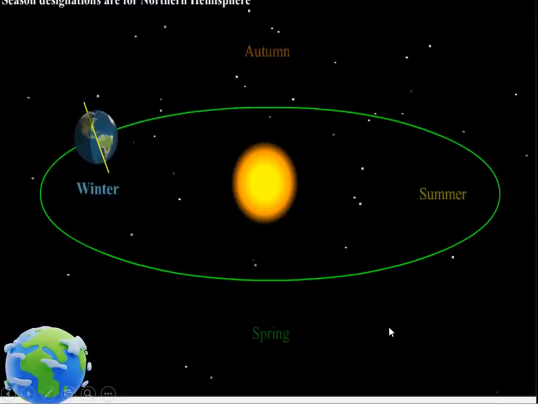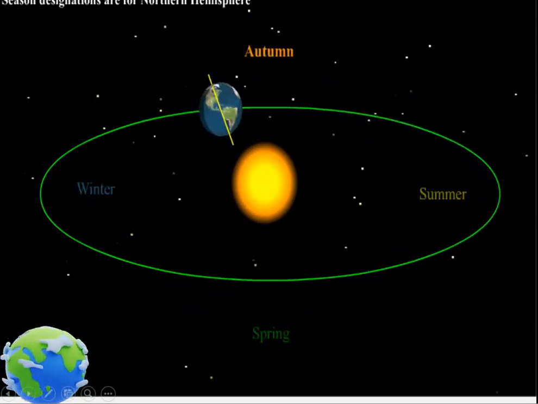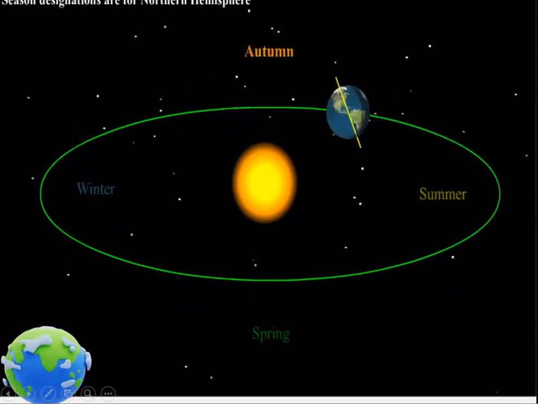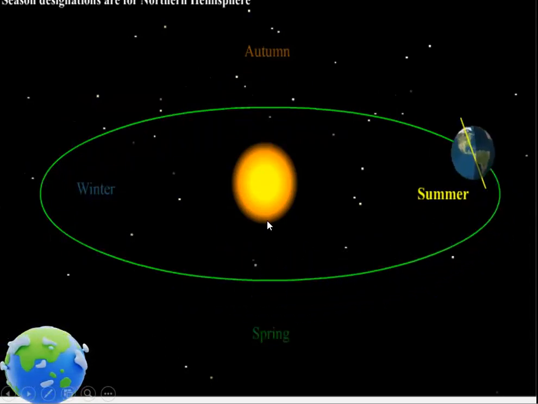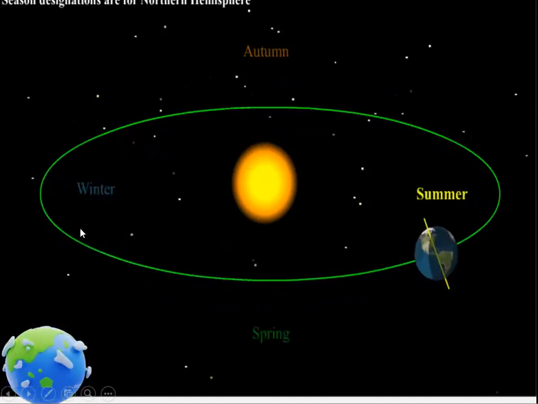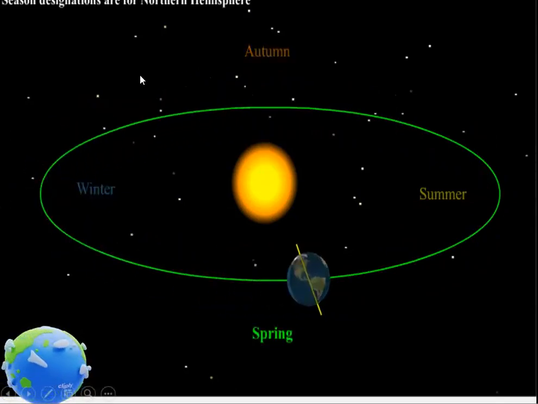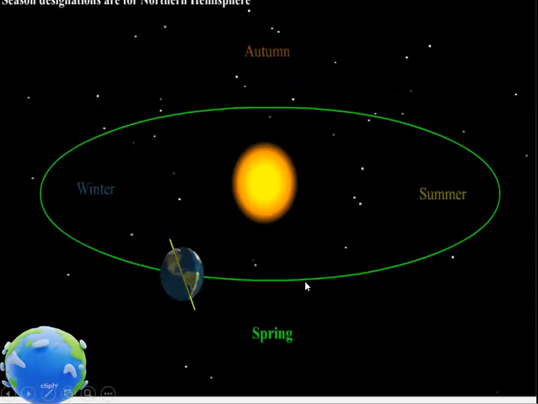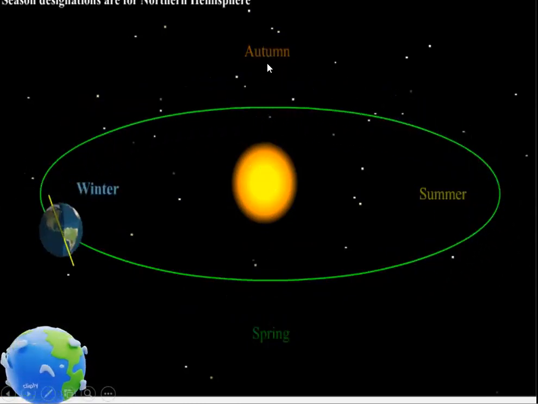During its revolution, sometimes the north pole is tilted towards the sun and sometimes the south pole is tilted towards the sun. The part of the earth which is tilted towards the sun receives more light, so it is warmer. It is summer in that part of the world. The part which is tilted away from the sun receives less light, so it is colder, and it is winter in that part of the world. When both hemispheres of the earth get almost equal amounts of light from the sun, it is either spring or autumn.